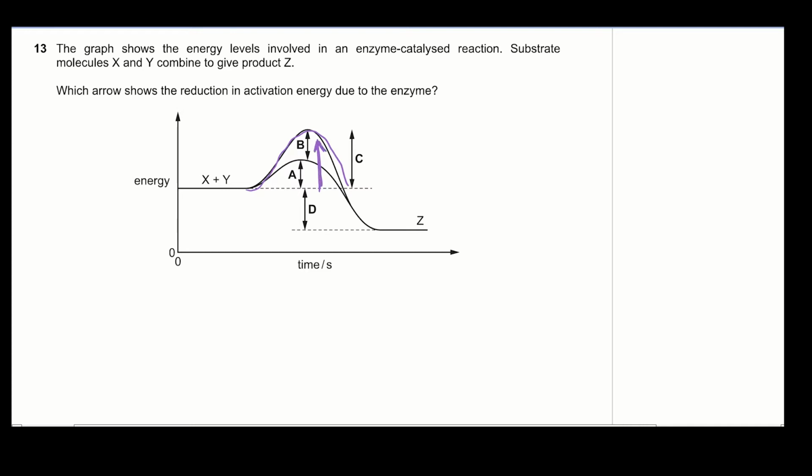And we all know that enzymes cause a reduction in the activation energy by providing an alternative pathway for the substrate. Therefore, here it's asking for the reduction. So the answer is going to be B, because the activation energy has decreased here, and this is the reduction.